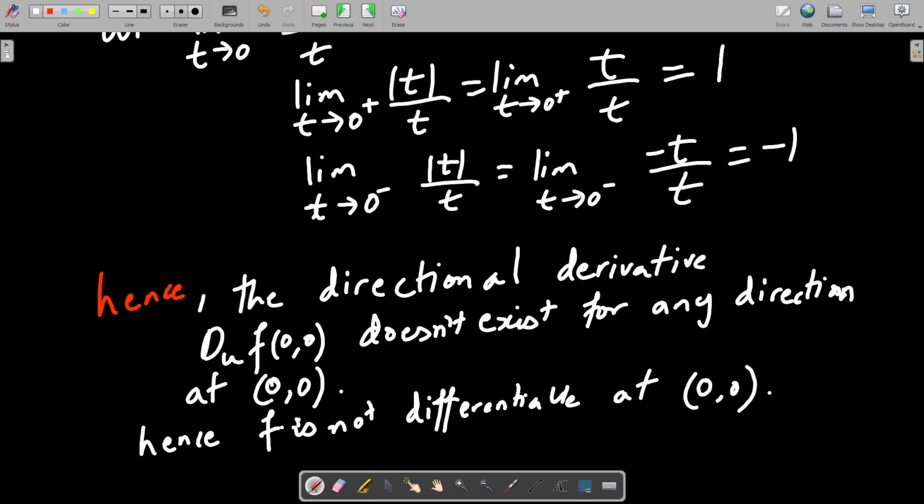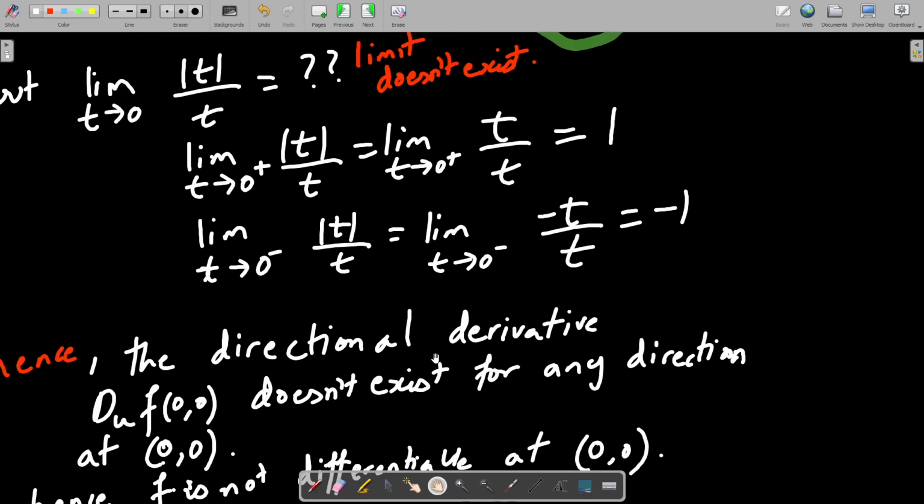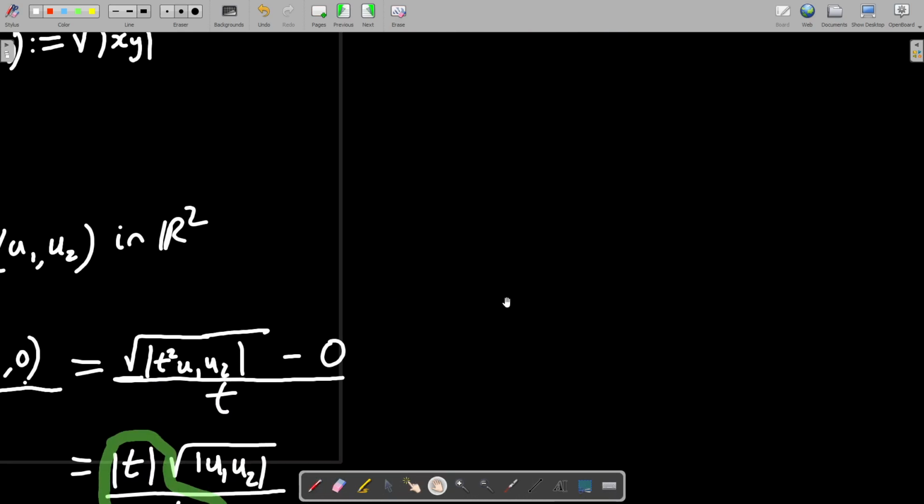So moving on to the next example. We saw that in this example the function is not differentiable, hence it didn't have a directional derivative. Okay, so let's go to the next example here.